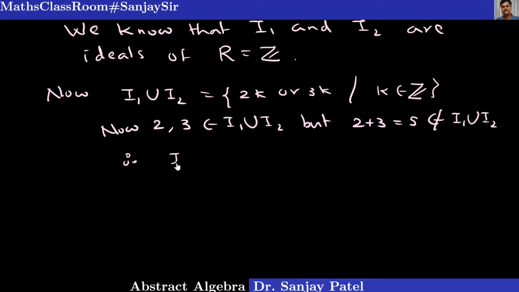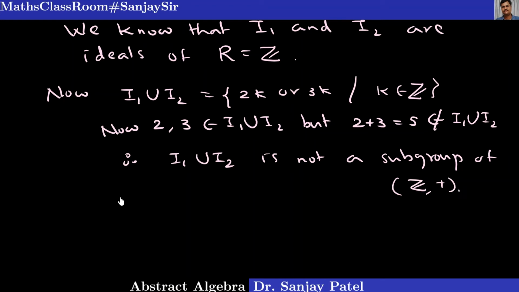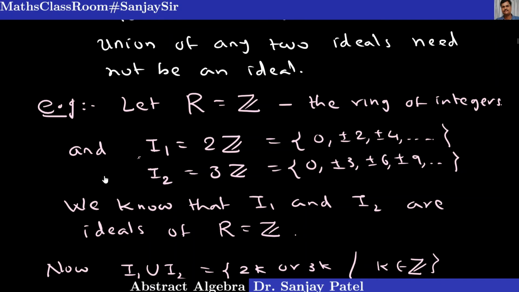Therefore, I1 union I2 is not a subgroup of the group (Z, +). So therefore, I1 union I2 is not an ideal. So the union of two ideals need not be an ideal. It follows from this counterexample. Okay.